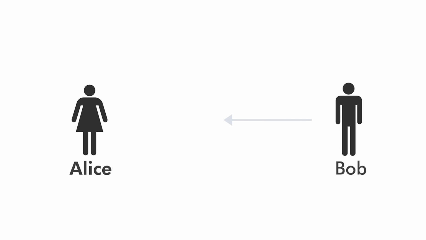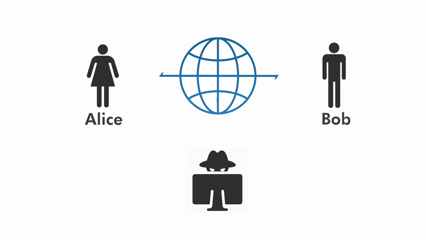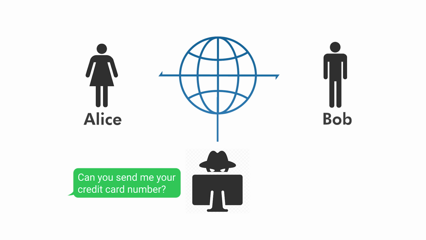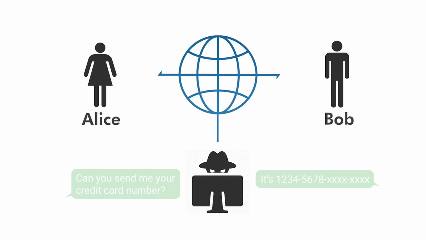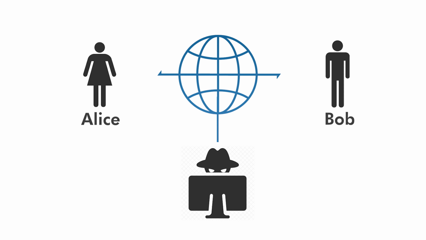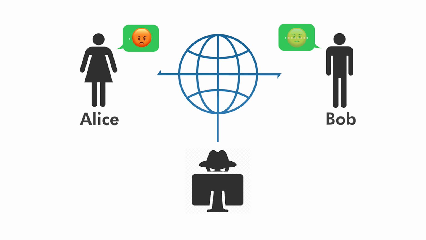And all this communication is, let's suppose, going over the internet. Now let's suppose there is a rat listening to this communication. Then he will be able to see what Alice is asking Bob, and he will also see that Bob has sent a credit card number, which is this, and he can use that credit card information for himself. Because of this, Alice will be very angry and Bob will also be very angry.